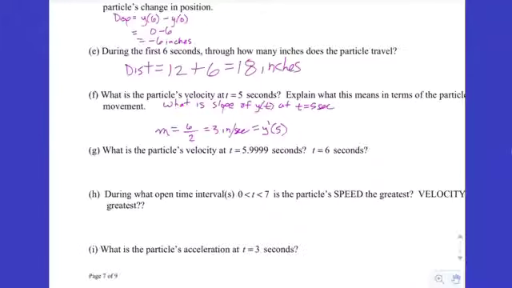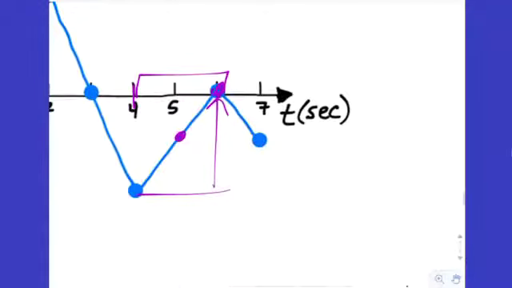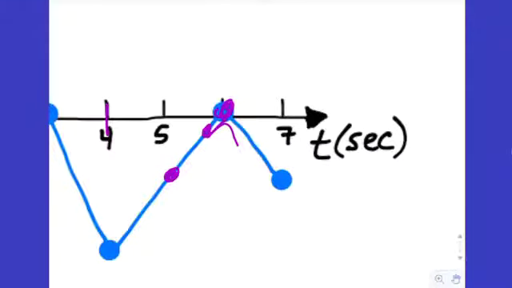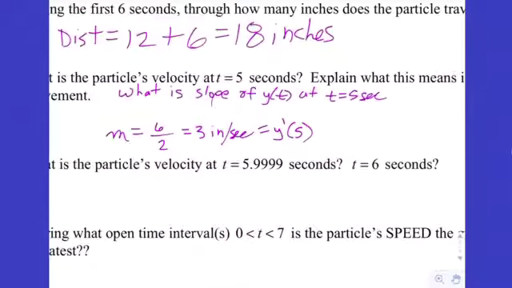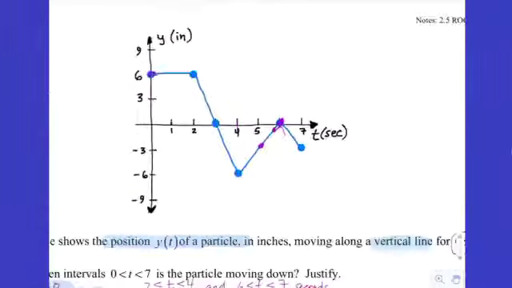What was the particle's velocity at t equals 5.999? Well, 5.999 is on the same line segment, right? So it's the same. So y prime of 5.9999 is equal to 3 inches per second. What is the velocity at 6 seconds?